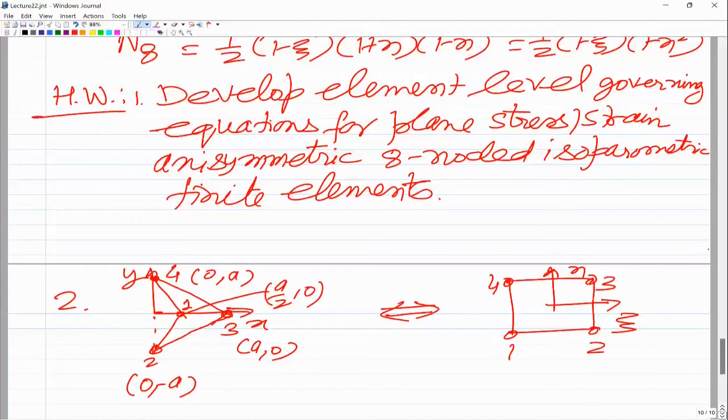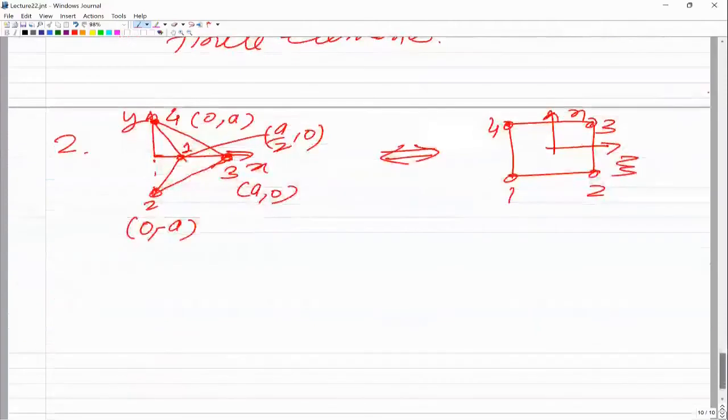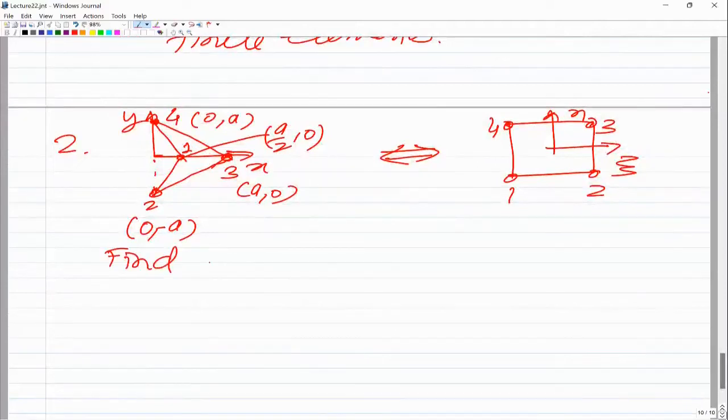So xi and eta are basically the natural coordinates. What you have to do is find the determinant of the Jacobian matrix for this. So find determinant J, that is the determinant of the Jacobian matrix, at 3 points. Point number 1 is xi equal to minus 1 upon root 3. These are actually Gauss points. Eta equal to minus 1 upon root 3.